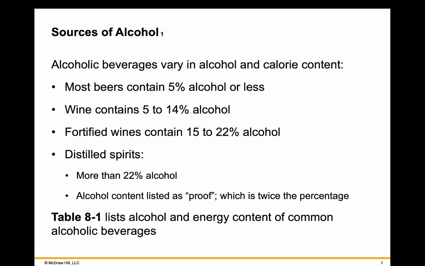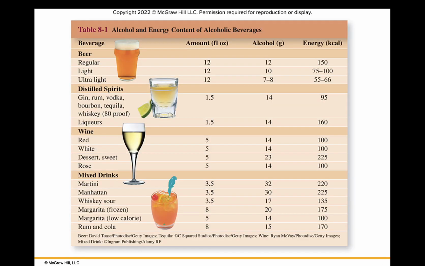Wine contains anywhere from 5 to 14% alcohol. Fortified wines will contain 15 to 22% alcohol. Distilled spirits typically are going to contain more than 22% alcohol. Another term to keep in mind here is how alcohol content is quite often listed as proof, and proof is twice the actual percentage. Table 8.1 lists alcohol and energy content of common alcoholic beverages.